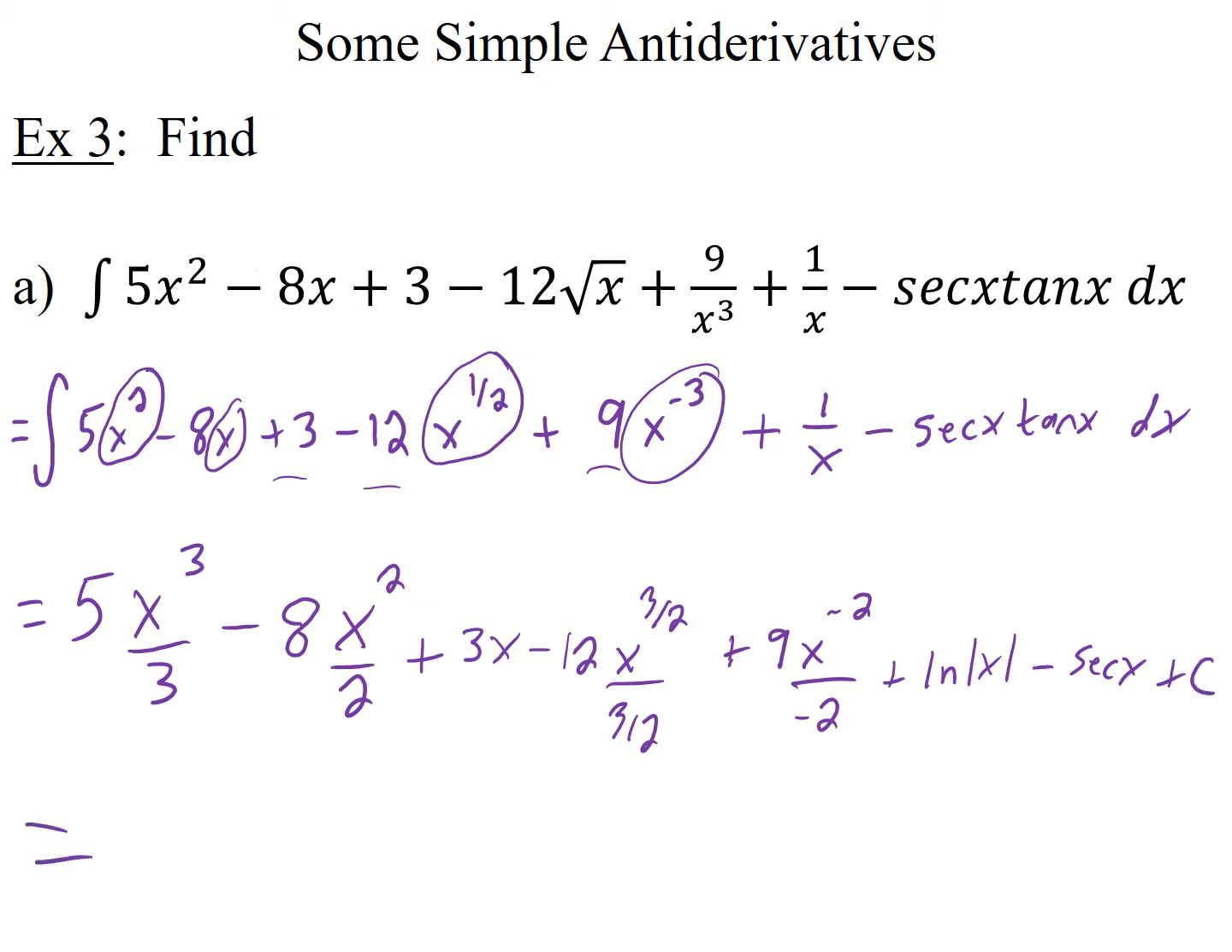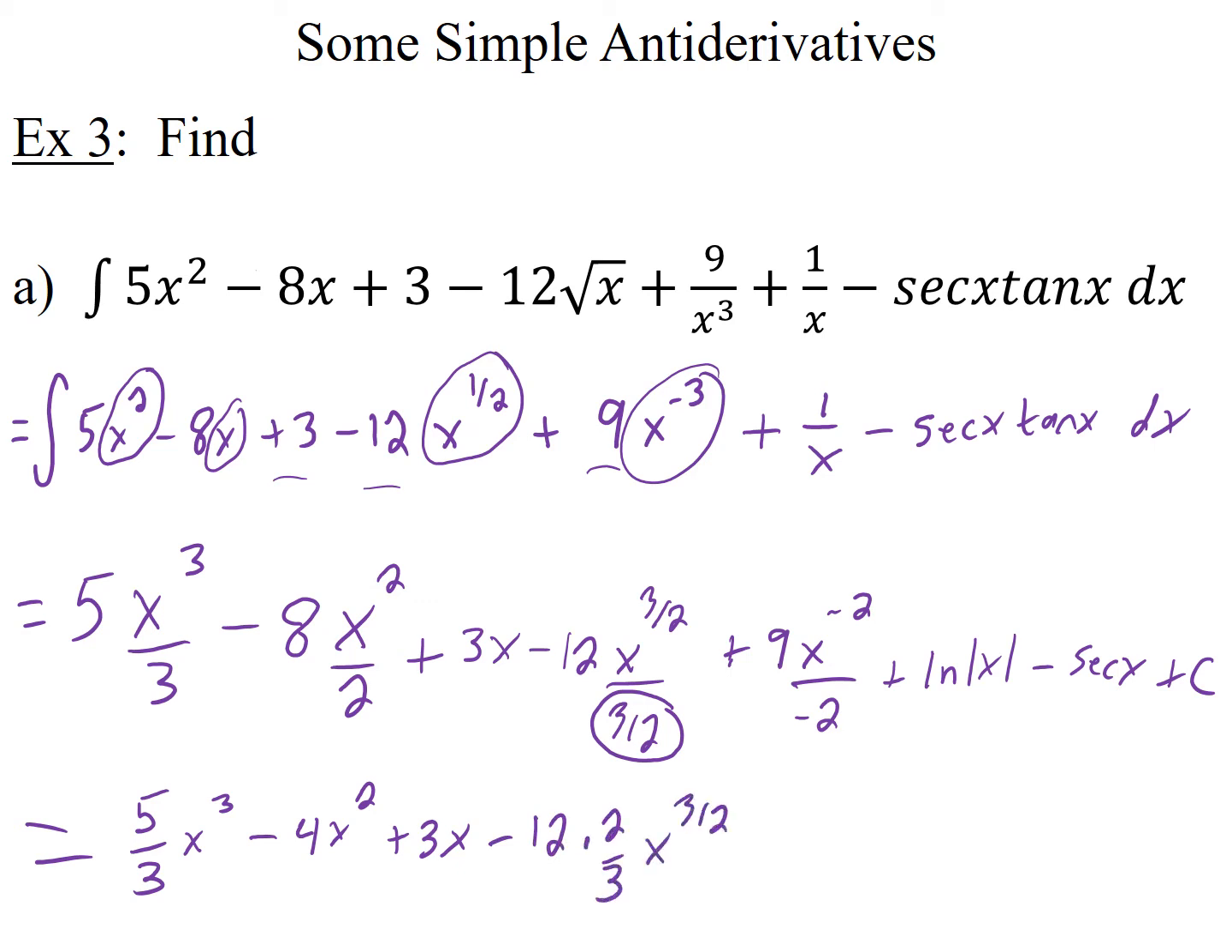And then the last step I'm going to do is I'm just going to clean things up here. So the first term, I'm just going to move the 3 over next to the 5. You don't have to do that, but just to clean it up. Next term, the 8 and the 2, you can divide those and get a 4. So it's 4x squared plus 3x. This next term here, you're supposed to flip this 3/2. It's going to become 2/3. So it's minus 12 times 2/3. I guess I'm going to have to do another step.